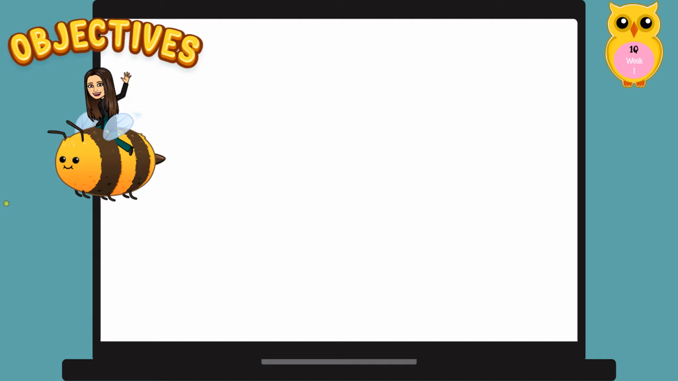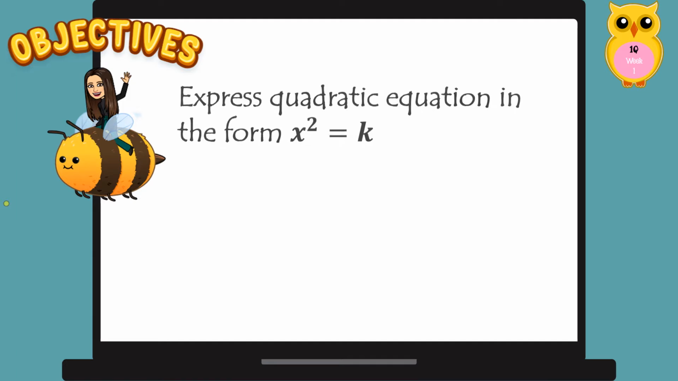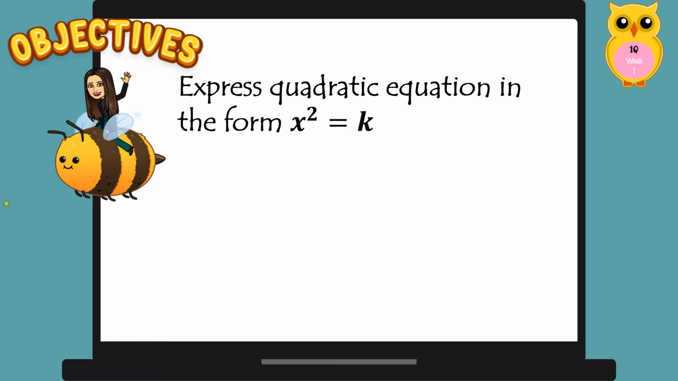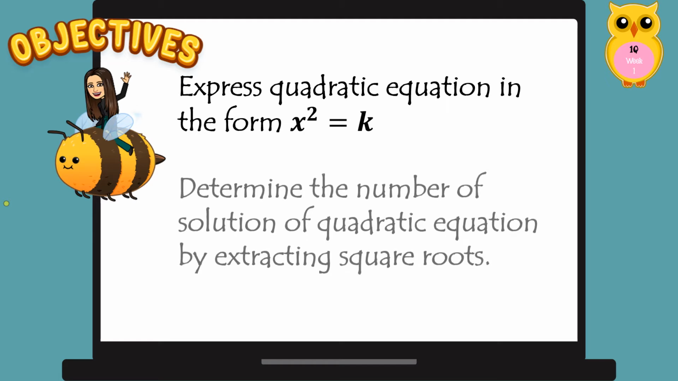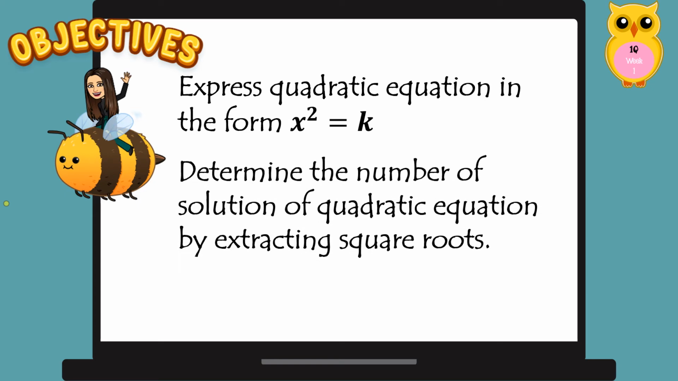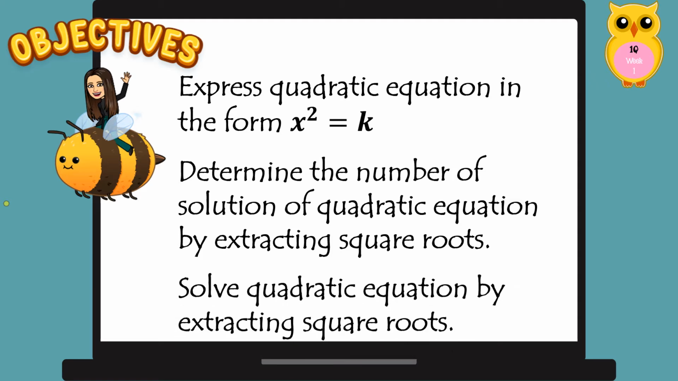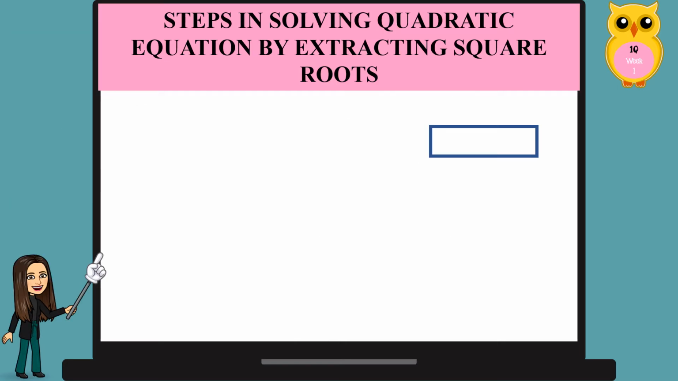The following will be our objectives. First, express quadratic equation in the form x squared is equal to k. Determine the number of solutions of quadratic equation by extracting square roots. And lastly, solve quadratic equations by extracting square roots.